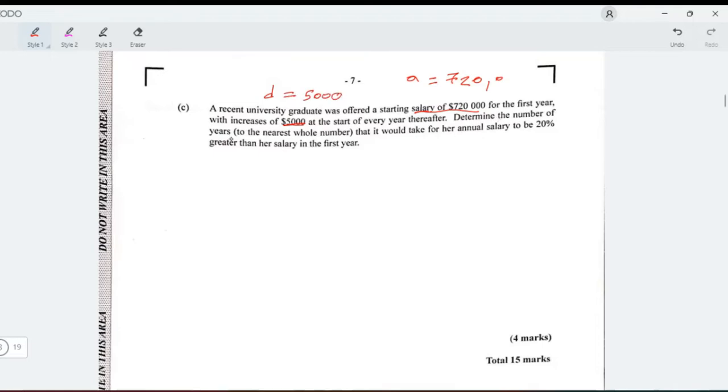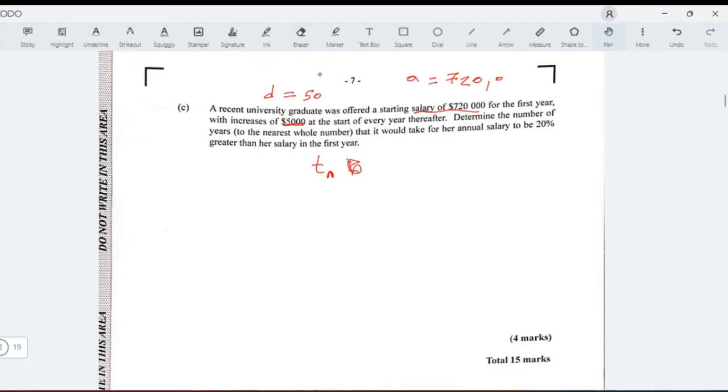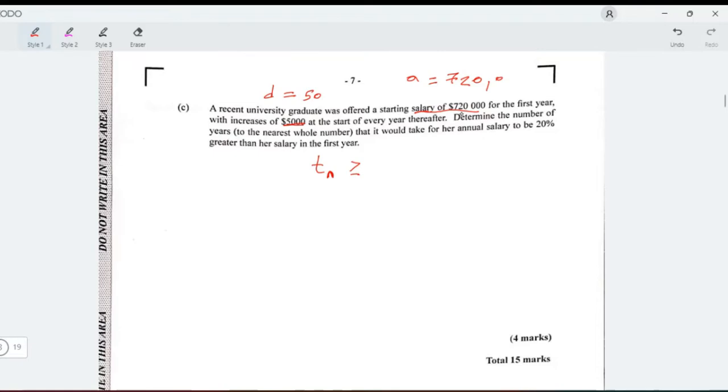Now it says, determine the number of years that it would take for annual salary to be 20% greater than her salary in the first year. So we need to figure out when her salary is going to be 20% greater than what it is in the first year. We don't know which year it's going to take. Let me not put greater than or equal to, I should just put strictly greater than. So when is the salary that she gets going to be greater than 20% more than this?